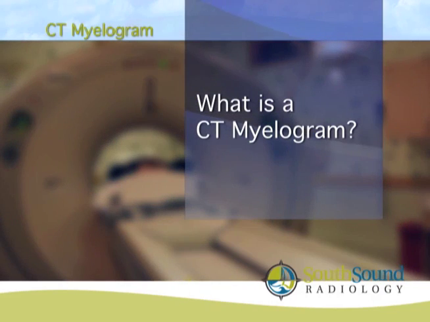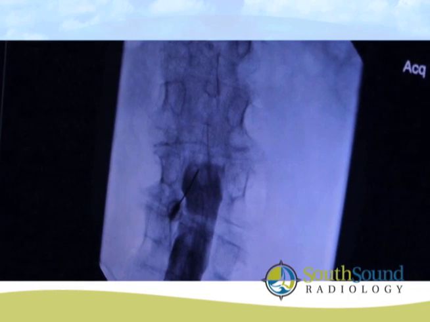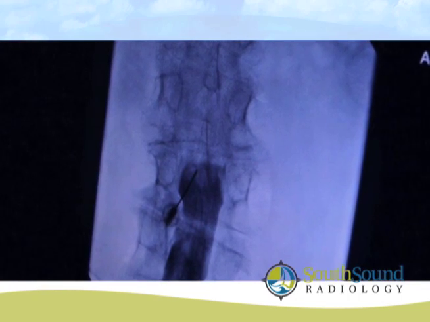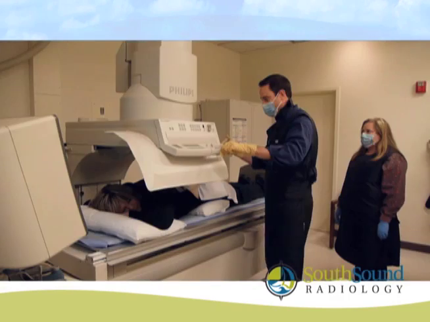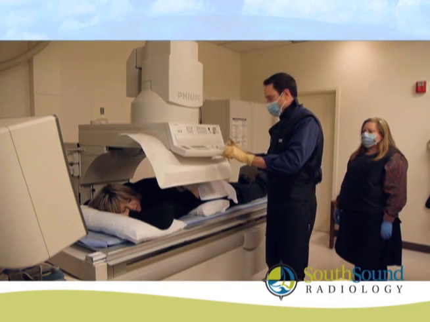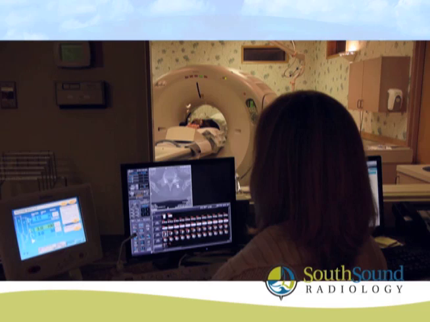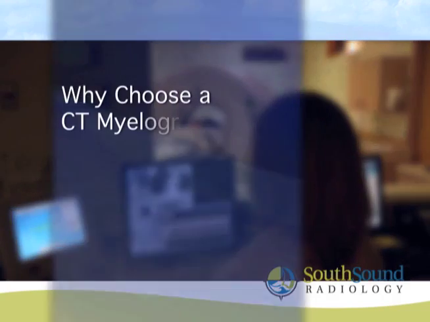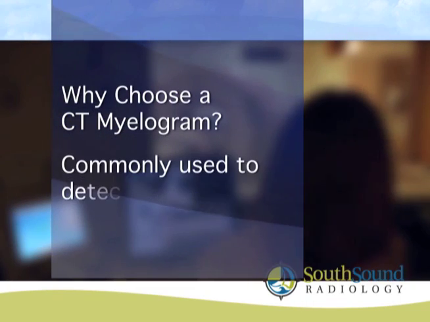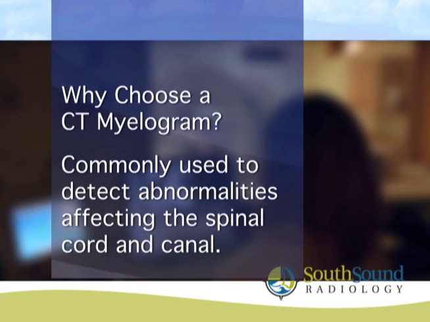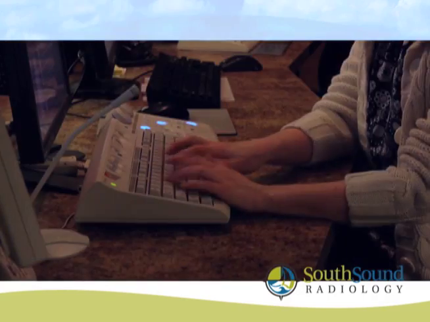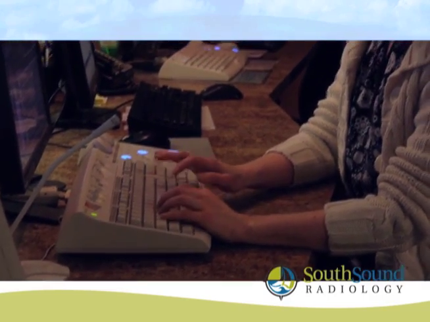A CT myelogram is an imaging procedure that provides a very detailed picture of the spinal cord, nerve roots, subarachnoid space, and spinal column using a combination of real-time X-ray called fluoroscopy and a CT scan. A CT myelogram is most commonly used to detect abnormalities affecting the spinal cord, the spinal canal, and the spinal nerve roots. A CT myelogram can show whether surgical treatment is indicated.